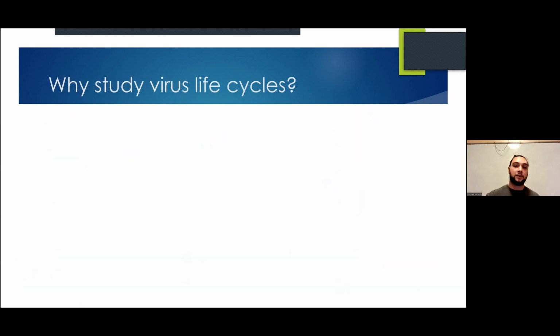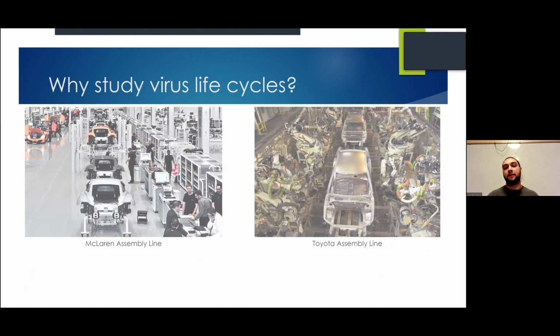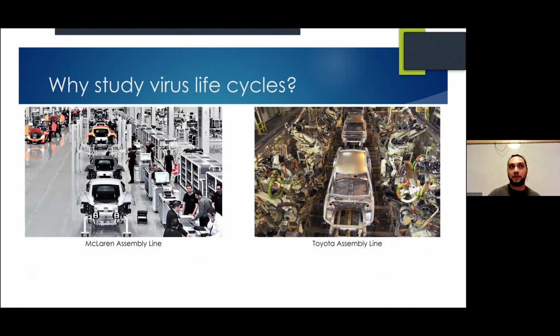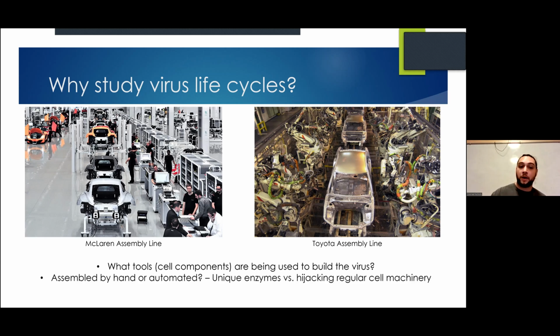Coming back to this whole idea of cars, what we have on the left is this McLaren assembly line. It's a specific setup. It has unique machines, unique personnel that are capable of building that vehicle. Then you have a Toyota assembly line where you don't see anyone on the line, it's all automated, it's all machines. So the idea is, what kind of tools, in this case what kind of cellular components, are being used to build the virus? Do they require hand assembly, like the McLaren, or are they automated?